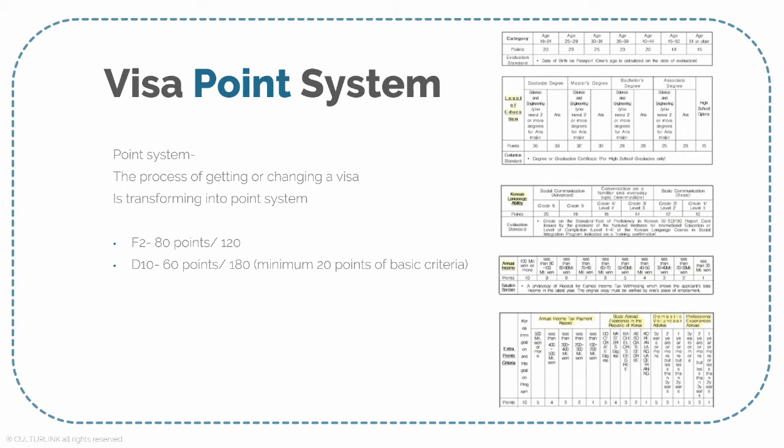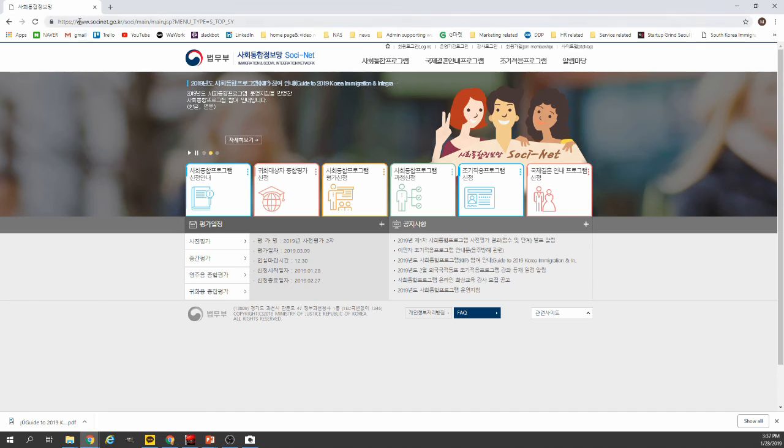Now, another way that we can get those points is by joining KIIP, which means Korean Immigration and Integration Program. It operates throughout the year, but there are different times that we can register. We can register for this program online, and this is the website. I will also put the link for this website in the description below.